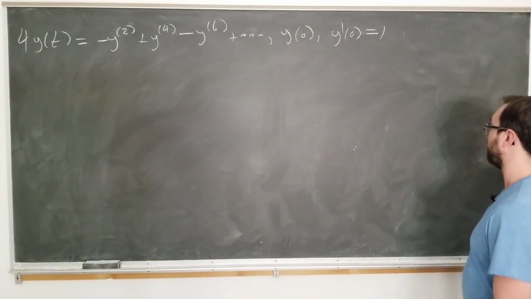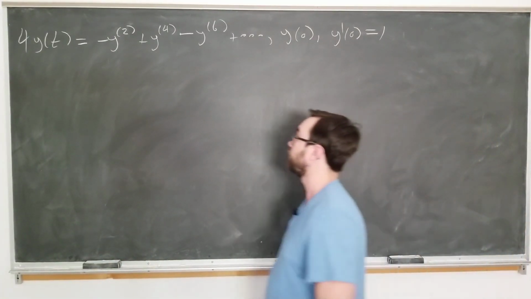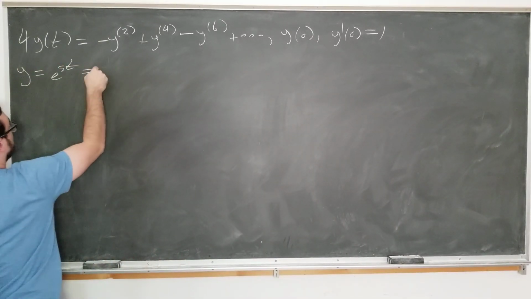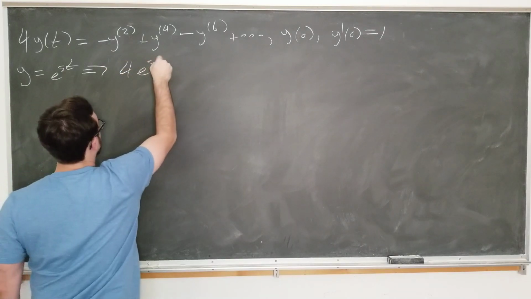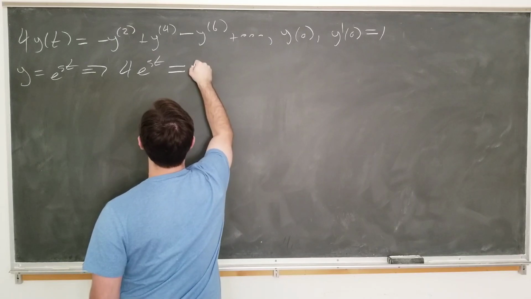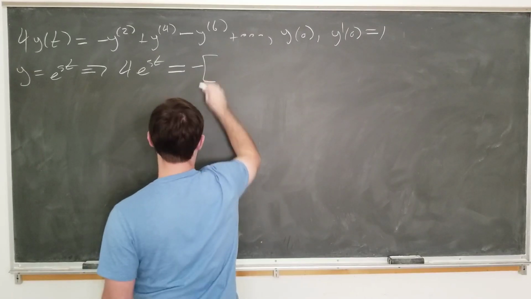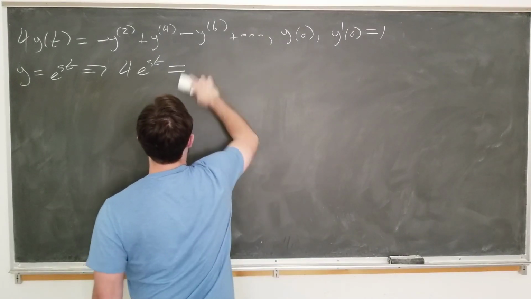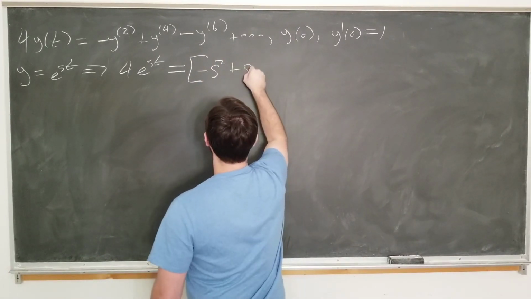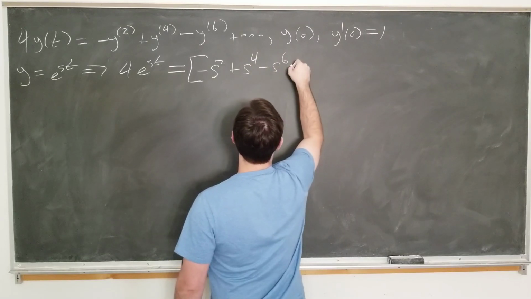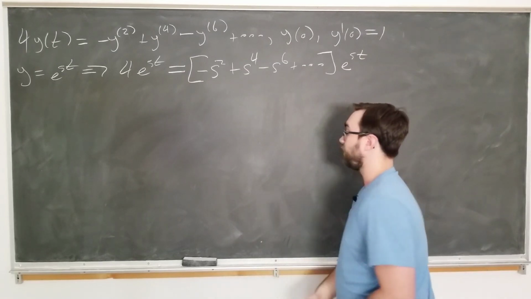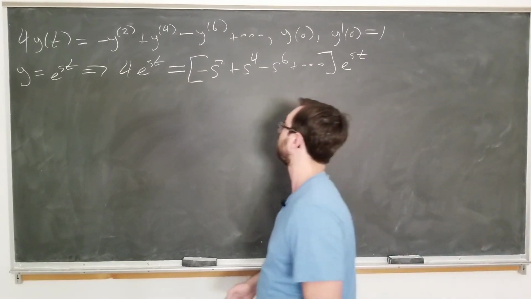Start with this bad boy. Okay, exponential ansatz again tells us that 4 e to the st is equal to minus the second derivative, s squared plus s fourth minus s sixth plus etc., times e to the st. Now we need another series formula.